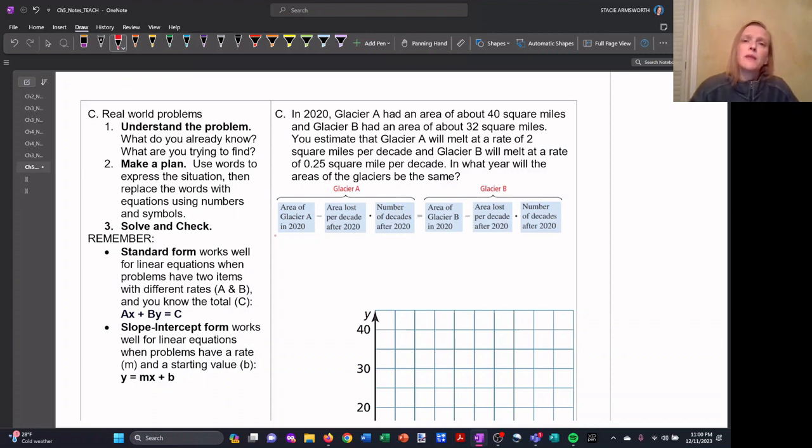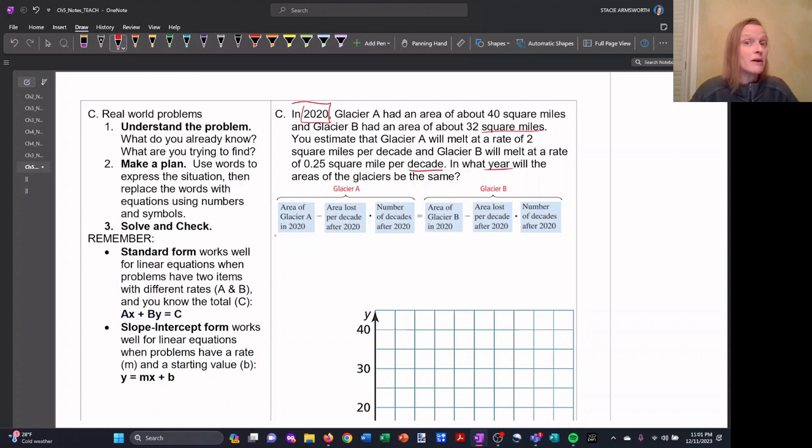So, here I want to know a year. I want to know how much time is passing. And it looks like I'm counting time from the year 2020 as my starting time. So I'll be counting time from that original year. And I seem to be measuring time in decades. I'm talking about how many square miles are being lost per decade.